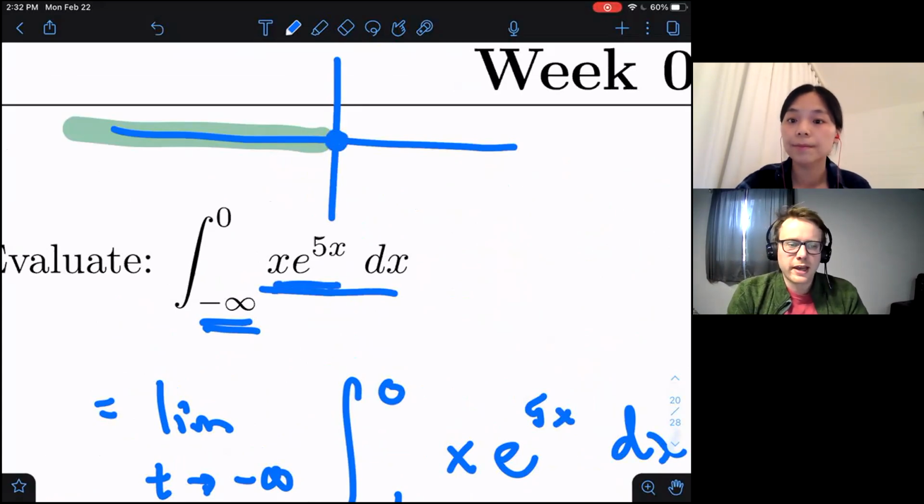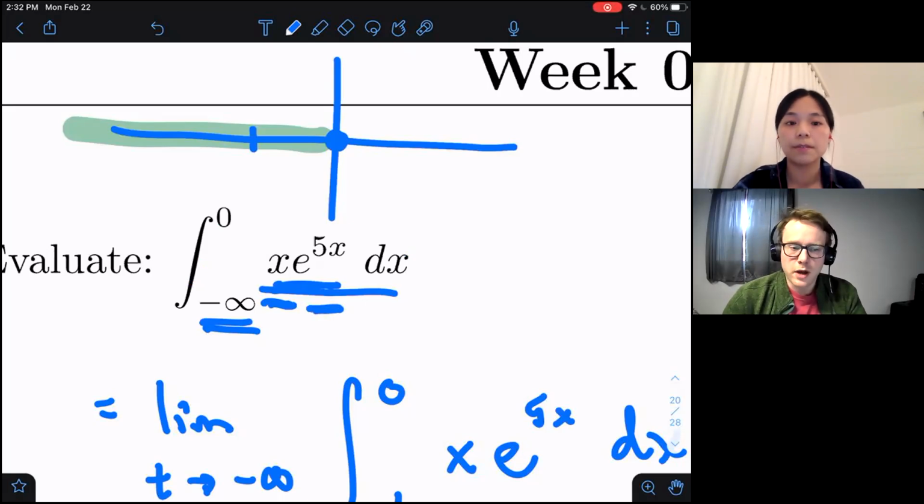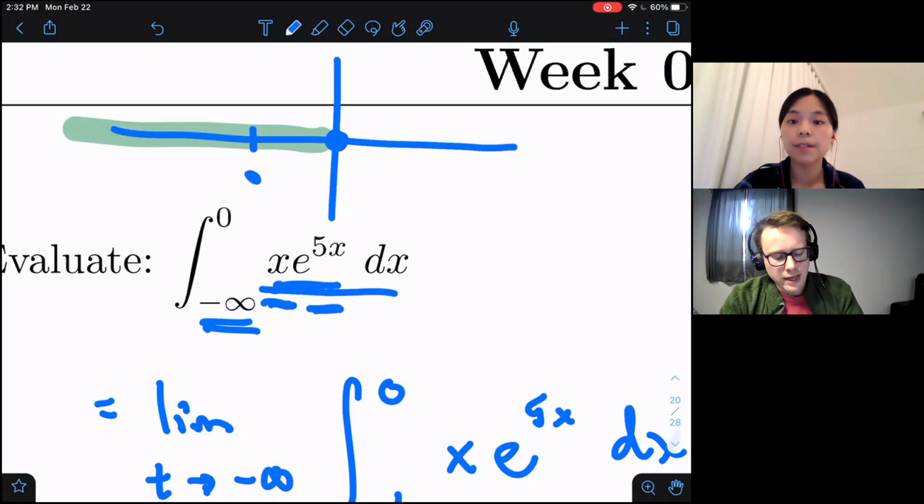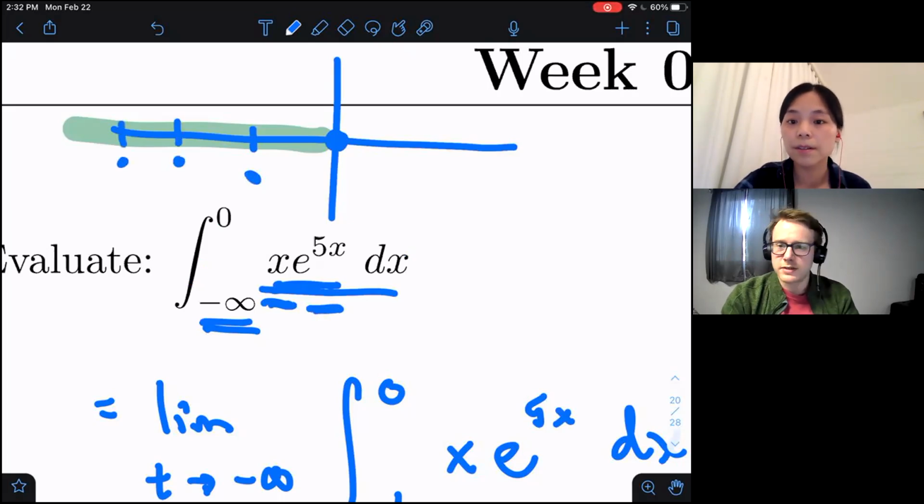If you plug in -1, something that's in this interval, well, this x bit right here is going to be -1. And then e to the -5 is something that's positive, but pretty darn close to 0. So you get -1 times something that's positive. Negative times a positive is going to be negative. And likewise, if you plug in -2, you get negative. And if you plug in -3, all of these values end up giving you negative.